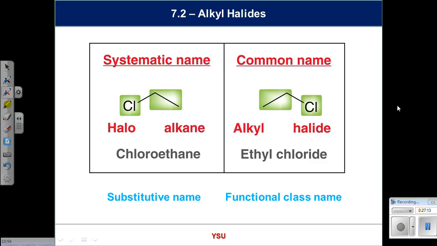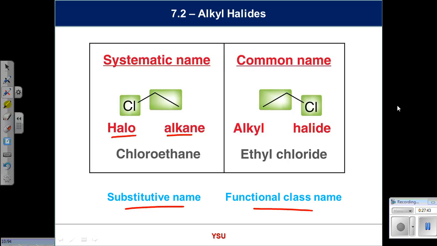So in this example for the halogens, we've got two ways of writing it. We've got something called a substitutive name and something called a functional class name. All it is simply this. In one of them, the halide is a substituent on the alkane. In the other one, the alkane is a substituent on the halide. You see? All you've done is switch them like that. So in the first one here, the halogen is a substituent on the alkane. That's the systematic name. That's what we call a substitutive name.